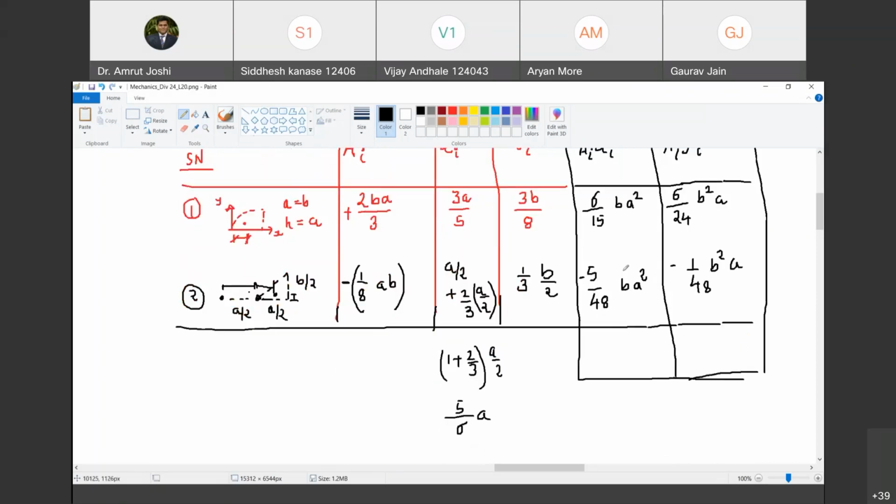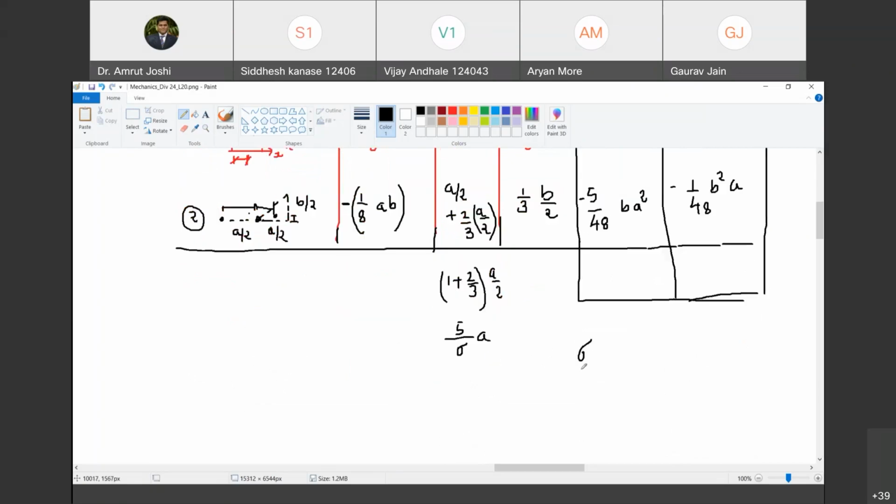So let us try to find out now summation ai yi, summation ai xi. So what is going to be the summation? 6 by 15 minus 5 by 48. Tell me, you can use your calculator and tell me how much is this. I will also try to solve. So 0.22.